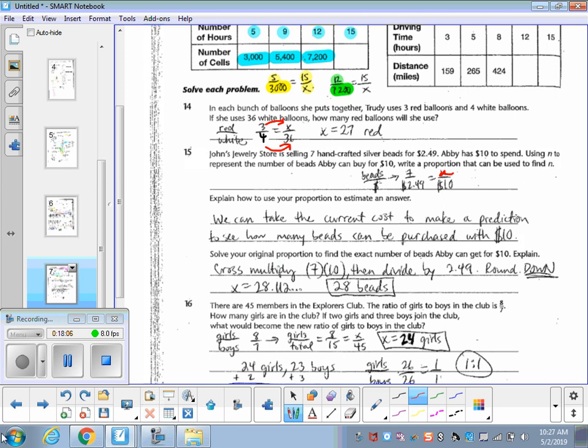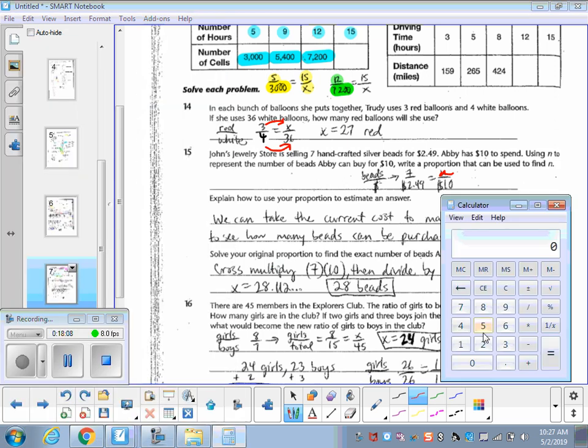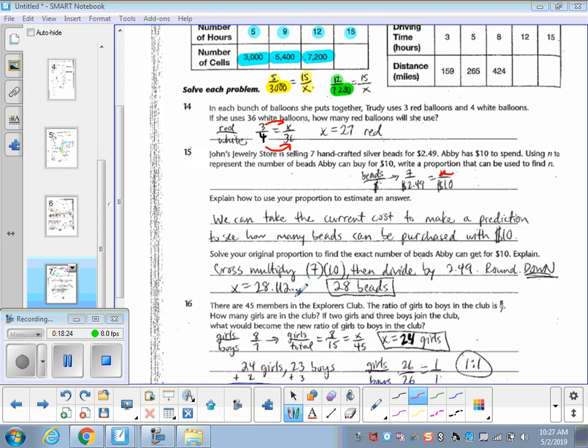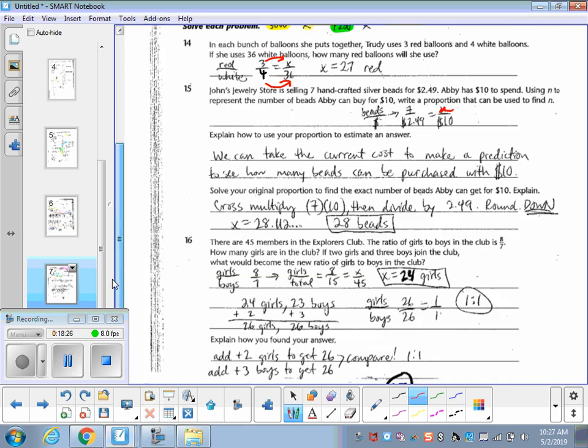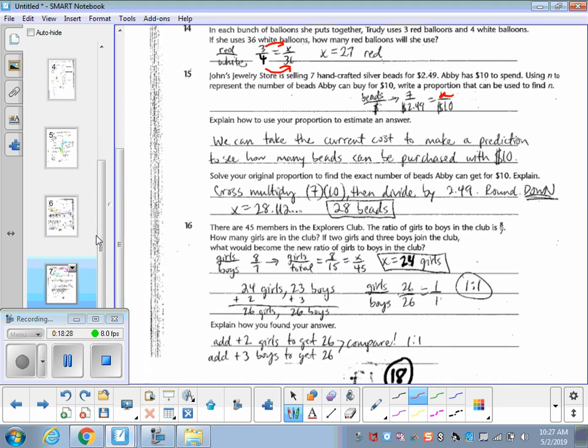Okay. Now to check in the calculator, I just want to point out that 28 beads, let's see, if 7 costs $2.50, 28 would cost how much? Sorry, real quick, let me actually cancel out. We don't need to worry about that. We're good to go. All right, now for the last one.